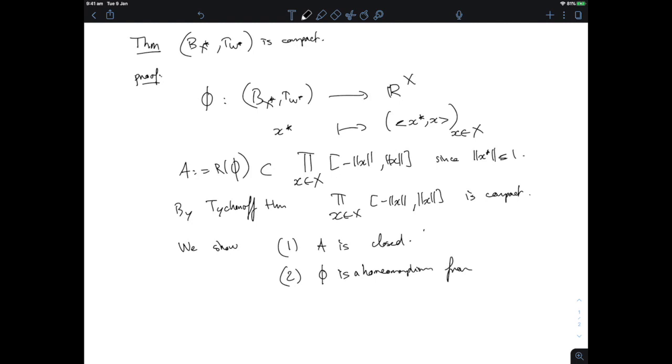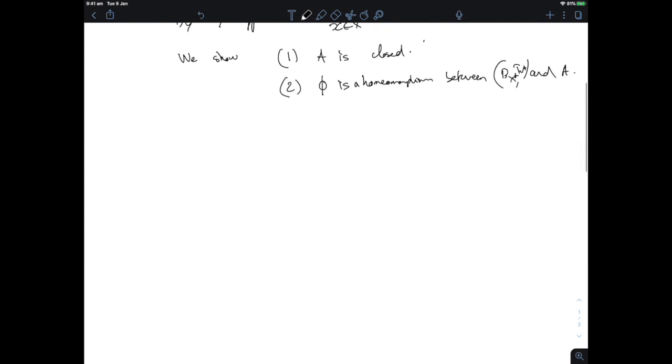Between B of X star with the weak star topology, of course, and A, phi is a homeomorphism, continuous between the unit ball with the weak star topology and A. So if you're homeomorphic to a compact topological space, then you have to be a compact topological space yourself. Right, so these are the two steps: prove that A is closed and prove that phi is continuous for the appropriate topologies. Right, so let's start with 1.